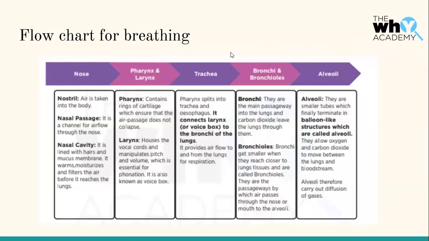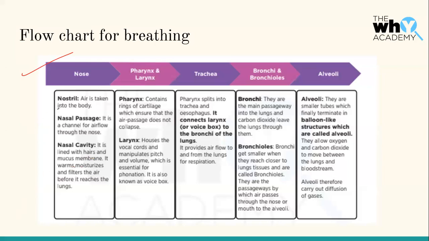Right. So this is also the flow chart for breathing. You can take this down. Nose: you have nostrils, of course the 2 nostrils wherein air would be taken in. Then you have the nasal passage and the nasal cavity. Passage would be the tubes or the way the air would flow, and the nasal cavity is the cavity kind of structure where you will have your hair and mucous membrane lining it. It warms, moisturizes, and filters the air before it reaches the lungs.